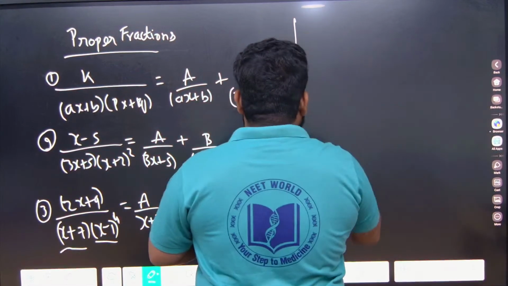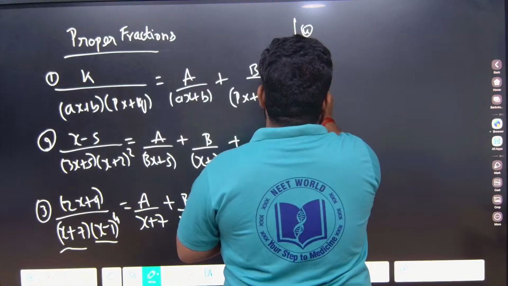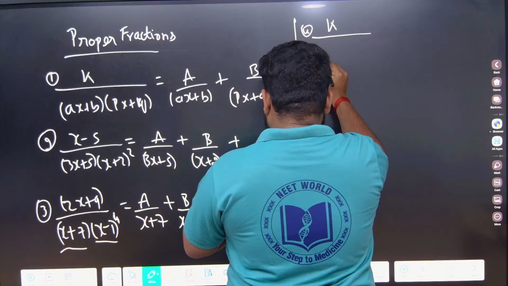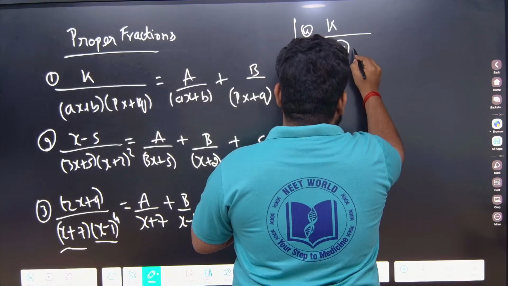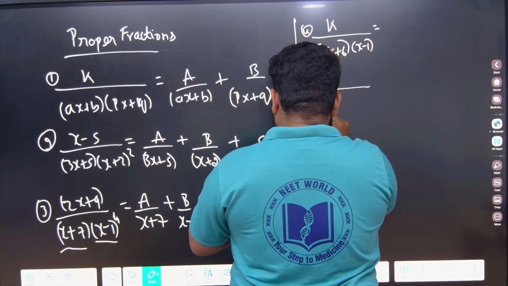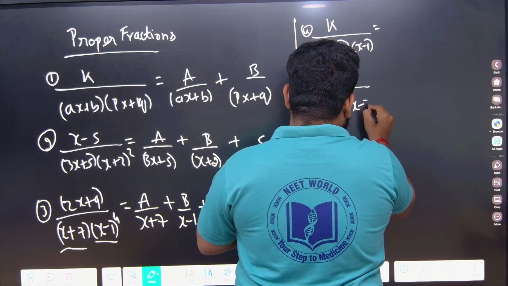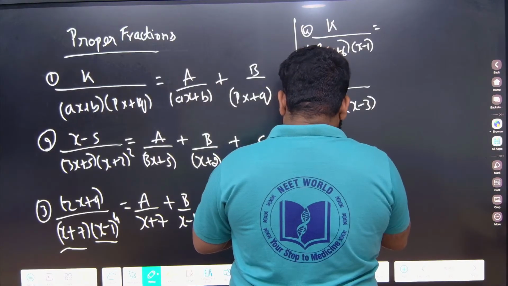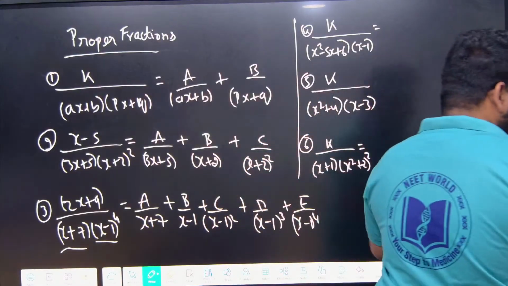Now some more types, let me write it here. If they give, that is 4th, 5th and 6th types. So some more types, see here, if they give k by (x square minus 5x plus 6) into (x minus 1), or if the question is given like, please observe carefully, (x square plus 4) into (x minus 3). And one more, k by (x plus 1) into (x square plus 2) whole square. Okay, if it is of this type.